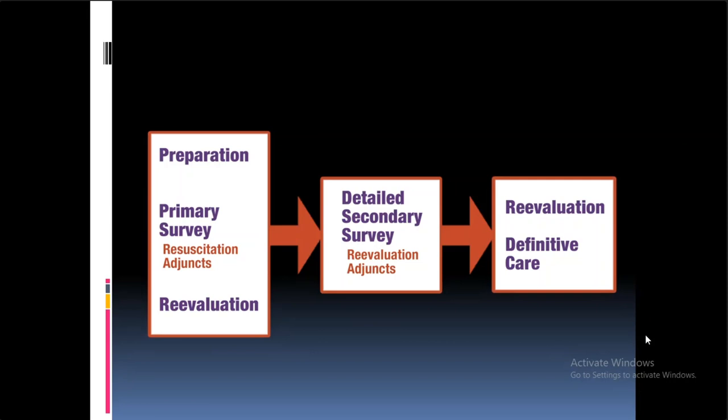So after triaging, we will have a primary survey and its adjuncts, as we know, with the resuscitation. Then after that, re-evaluation, and we should come back to the secondary survey. Now we'll have notes about what the secondary survey and its adjuncts are, what we mean by adjuncts, and then re-evaluation. After that, we have the two major ways. We choose one of them, either refer the patient to a specialist hospital or definitive treatment.